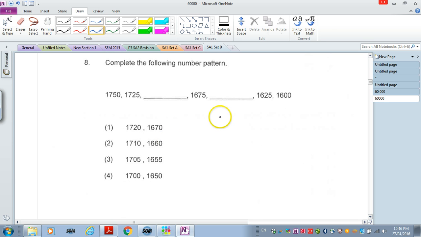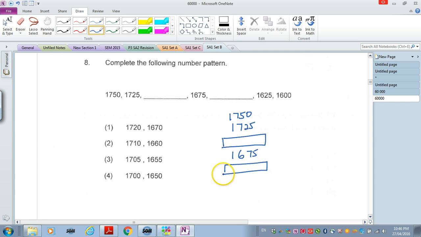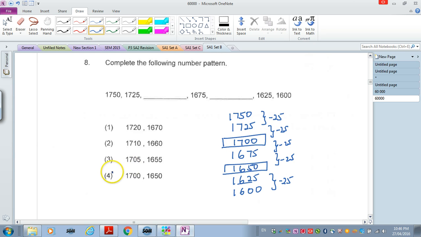Question 7, and let's look at 8. 1,750, 1,725, this is the number I don't know. 1,675, another missing number. 1,625, 1,600. We know from 1,750 and 1,725 there is a difference of 25. Similarly, from these two numbers there is also a difference of 25. So we can deduce that there is a difference of 25 in the pattern. So 1,725 minus 25 would be 1,700. 1,675 minus 25 would be 1,650. So which is option number 4.